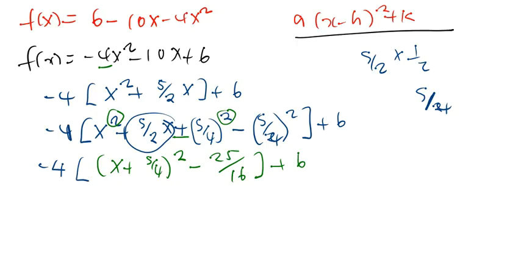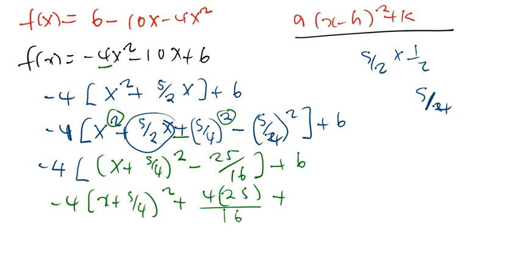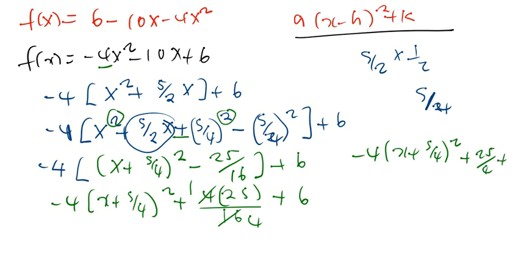Are you getting me, sir? When you reach this point, now multiply it by negative. Open the big bracket. So it's going to be negative 4 x plus 5 over 4 squared. Negative and negative will be positive. Then you have got 4 times 25, put it in the brackets, divided by 16. Then now, since you have opened, put plus 6. 4 here, 1. 4 here, 4. Now you have remained with negative 4 x plus 5 over 4 squared plus 25 over 4 plus 6. Now you can simplify that.